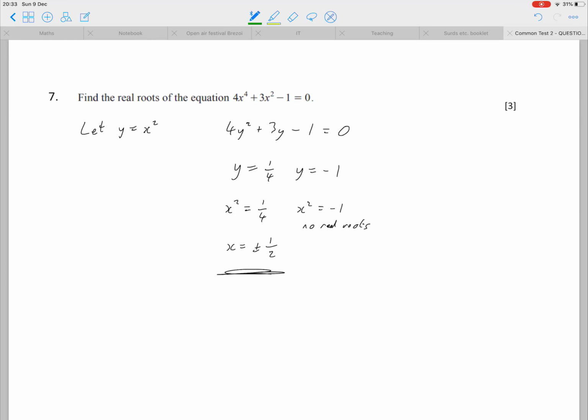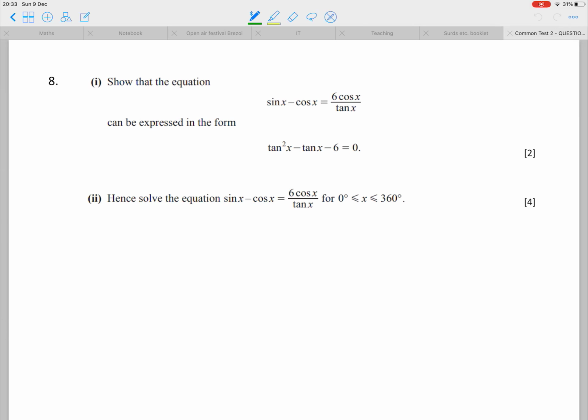Okay, next question. Number 8. We have to show that this equation can be expressed in this form. Now, one or two people saw this as trying to prove an identity, which it is not. This is simply not true for all x. It's not that we have a triple equals sign here. We have to contort this into this form.